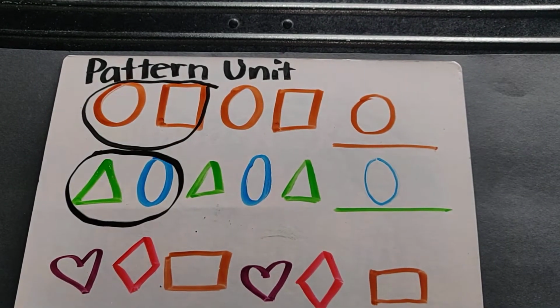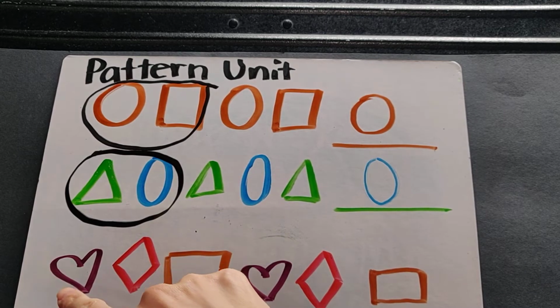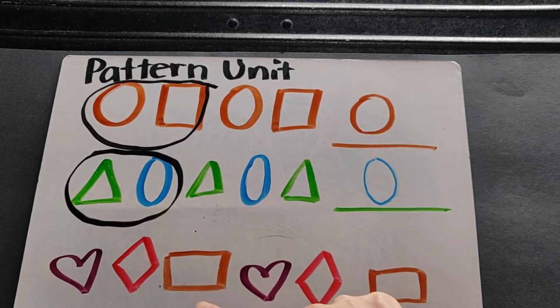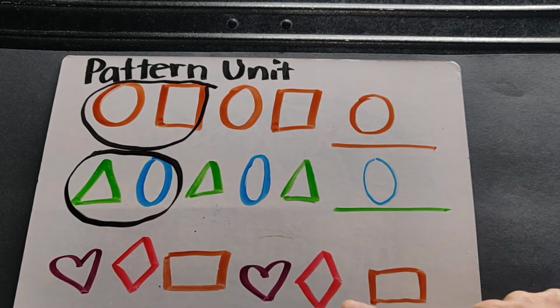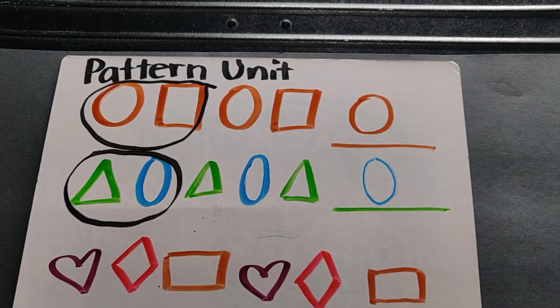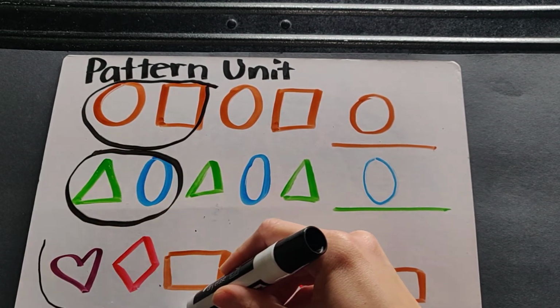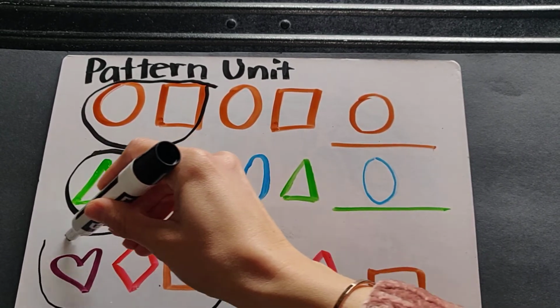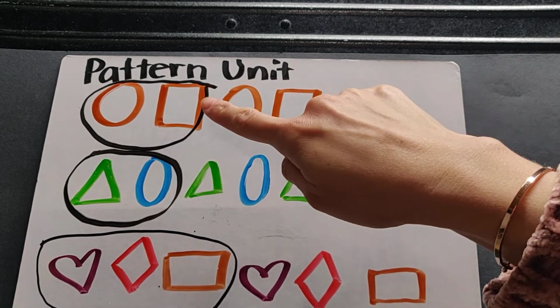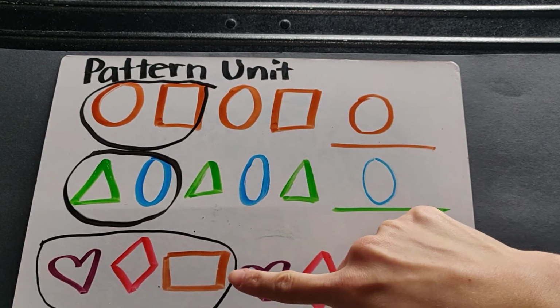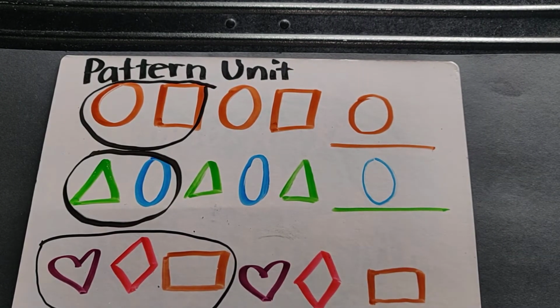And for our last pattern? Heart, diamond, rectangle. Heart, diamond, rectangle. The pattern unit is heart, diamond, and rectangle. So pattern units can sometimes have two shapes, three shapes, even four shapes. Let's go ahead and get out math page 19.4.